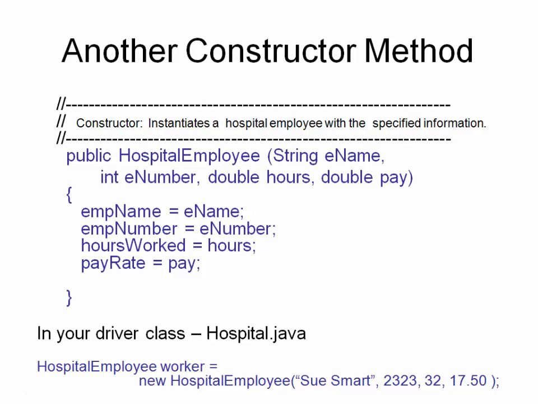If you created another object called worker and invoked the second kind of constructor, this is an overloaded constructor. It's allowing you to pass 4 parameters, each one allowing you to set one of the instance variables. So in this case down here, Sue Smart is going to be what gets passed in as ename and then will be assigned to the empName. 2323 will be passed in as enumber and assigned to empNumber. 32 for hours worked, and then 1750 for the pay rate.